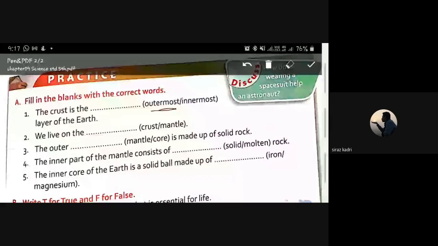Okay, now second. Yes, Zoha. Number two, we live on the dash. Options: crust, mantle. Where do we live? Answer is crust. Yes, the answer is crust. Now third: the outer dash is made up of solid rock. Options: mantle and core. Answer is mantle. Very good, because as I told you, the mantle is the second layer and the outer layer of the mantle is made up of solid rock.